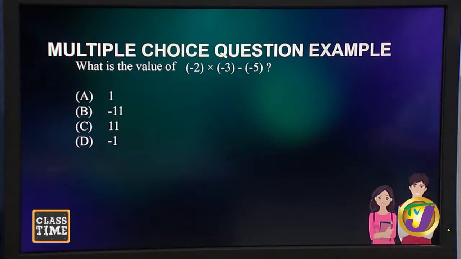So what is the value of -2 multiplied by -3 subtract -5? Right away I know there's some direction changing with the -5.